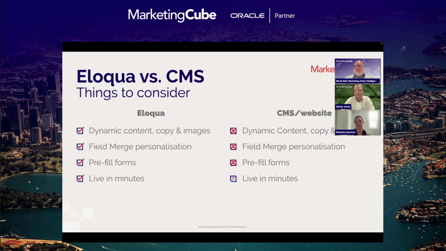Field merge personalization. So just as we can say, good morning, Derek, in an email, we can do the same thing on an Eloqua landing page by saying, welcome, Derek, or Derek, it's great to see you again. You can use that same level of personalization on your landing pages. The other really nice thing from a lead capture point of view is the pre-filling of forms. So the ability to have people arrive at a landing page and have a form partially filled in is certainly going to help you from a lead capture point of view and to reduce form abandonment. So certainly something to think about.